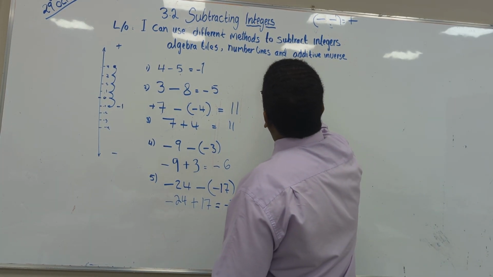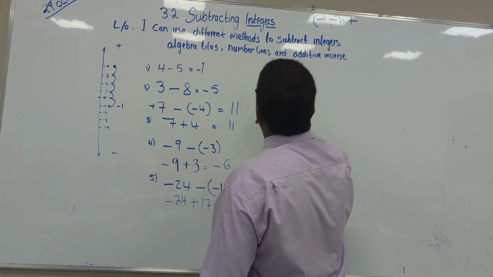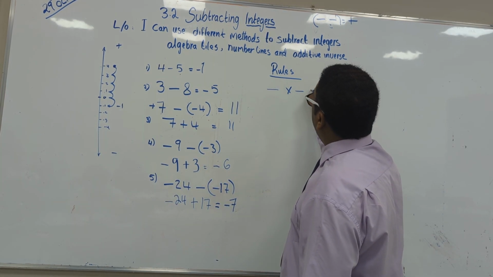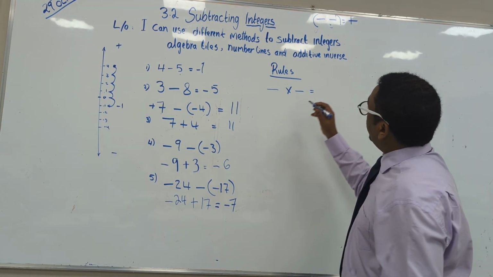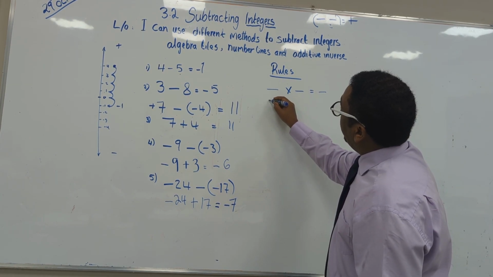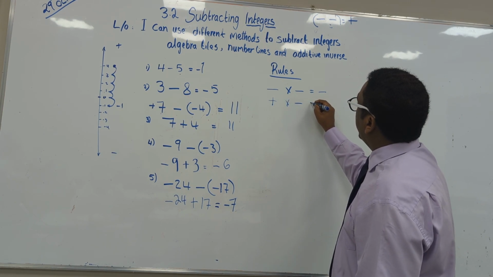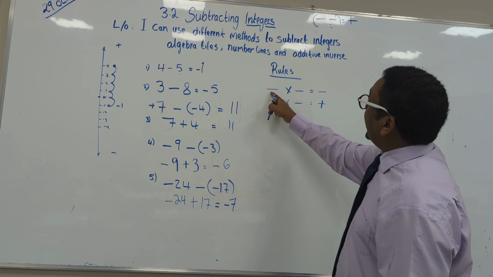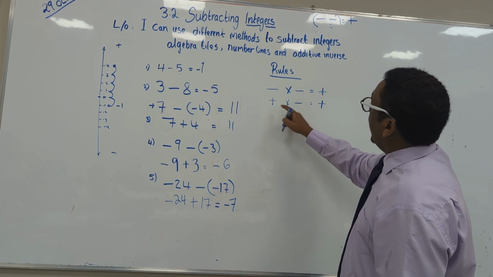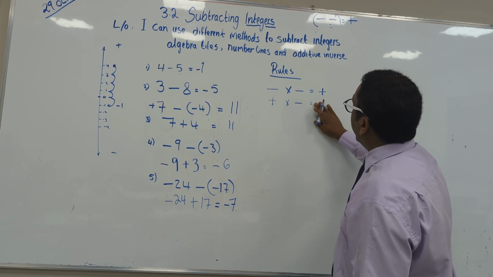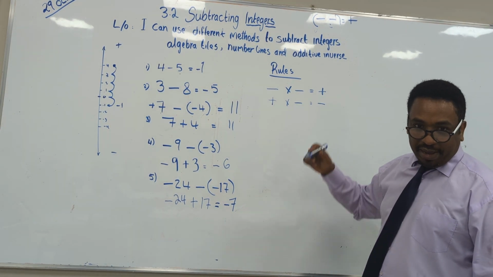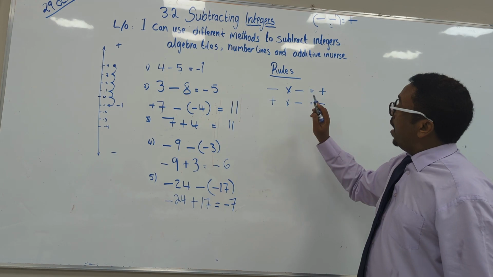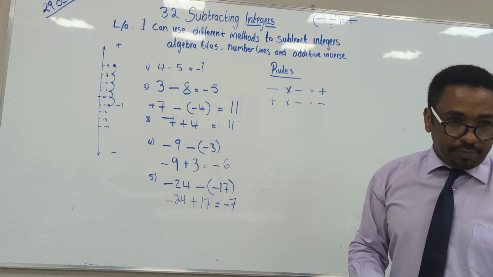Now let me quickly go through the rules of multiplication. What are the rules? If you have a negative times negative, what will you get? Positive. What about a positive times positive? Positive as well. Negative times negative will be positive, and negative times positive will give you negative. Are you with me?